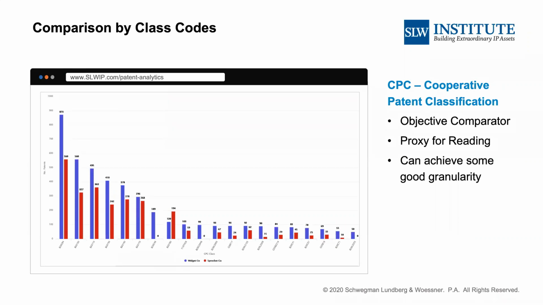I do like using CPC codes to generate comparatives. It is probably the most objective and granular accepted comparison tool out there for landscaping. It's about 250,000 different nodes of granularity. It is a proxy for reading patents. So if you're looking at large portfolios, it's a starting point, but I find that, in conjunction with other landscaping tools, it has quite a bit of relevance in your discussions, especially as you're getting down into the weeds with your technologists. Next slide.